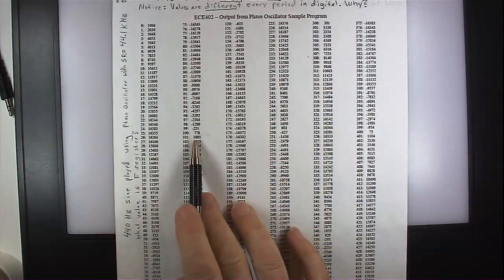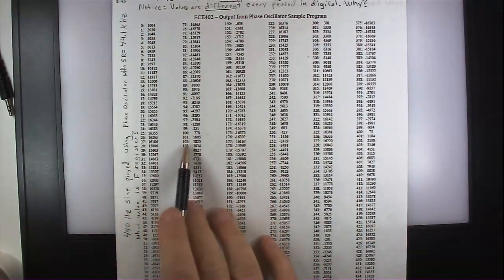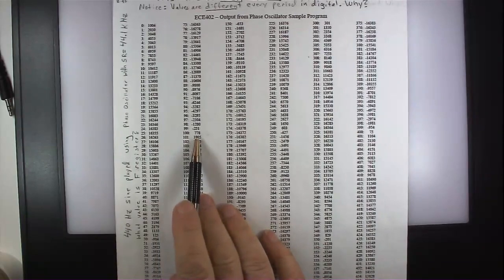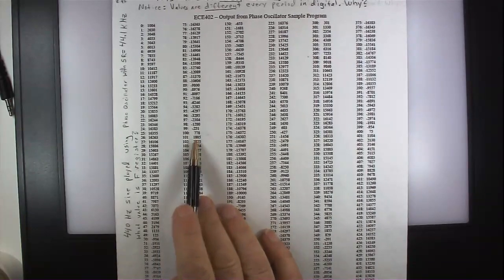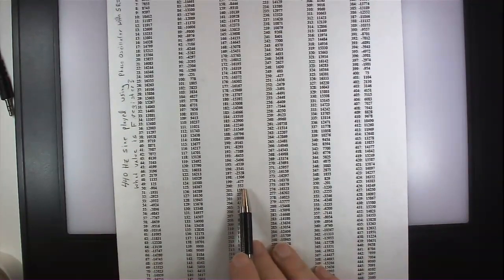But at sample 100 here, we never see 1004 and 2030 again. The next period through, the first value is 778. And the next one is 1805. And at 200, where do they go? It starts at 552 and 1280.